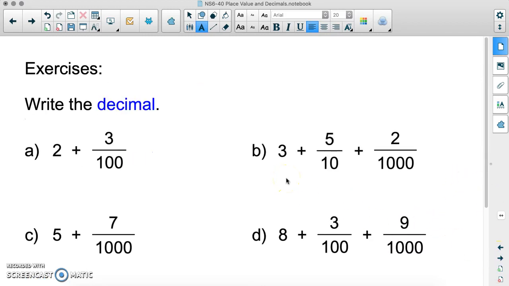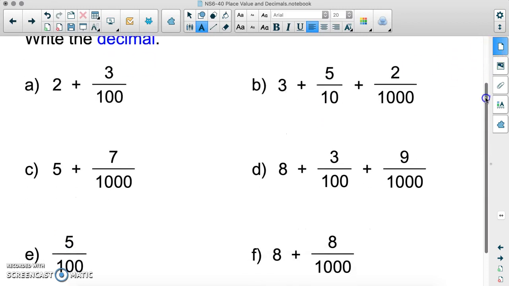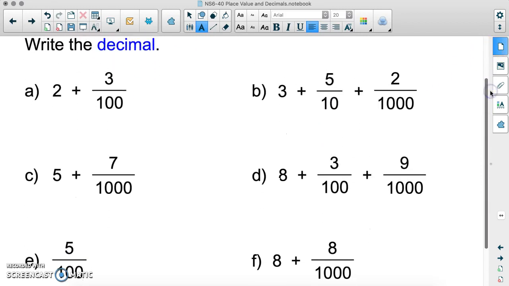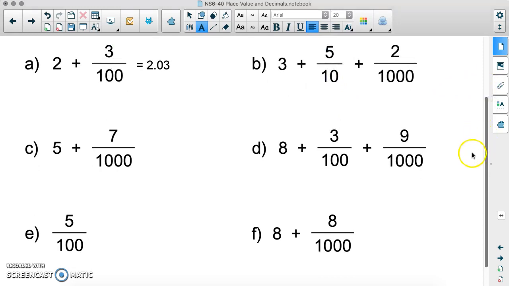Now here are some exercises for you to do on your whiteboard, and then you're going to complete your activity afterwards. Let's look at A together. We have 2 plus 3 hundredths. How would this look as a decimal? You have 2 wholes, so the 2 becomes the ones digit. Then if I look at my denominator, it has 2 zeros, which tells me the 3 has to go 2 places after the decimal. So I need my 0 placeholder, then I can use my 3. Now I want you to complete B to F on your whiteboards and then resume your screencast for the next exercise.